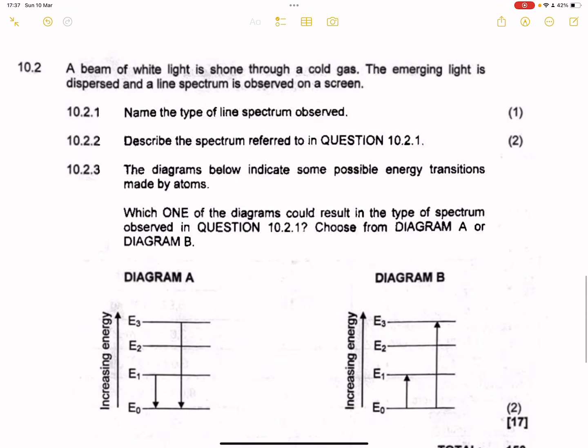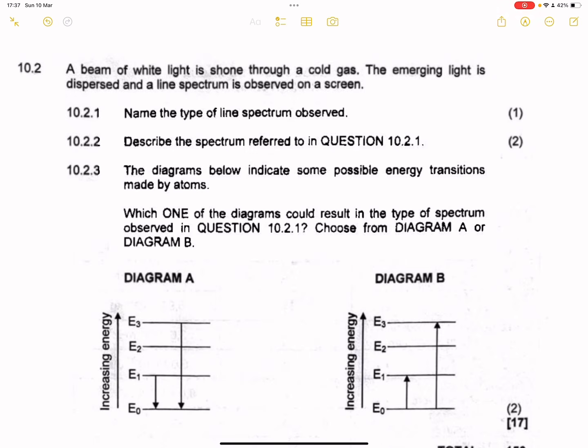So now we come to 10.2, and we say a beam of white light is shone onto a cold gas. Please note this, cold gas. So the emerging light is dispersed and a line spectrum is observed. Remember, what are we doing in this case? When we pass this light through a cold gas, some of the frequencies are absorbed. They say to us, name the type of line spectrum observed. So this will definitely be a line absorption spectrum.